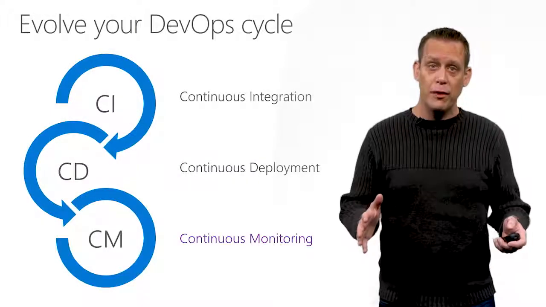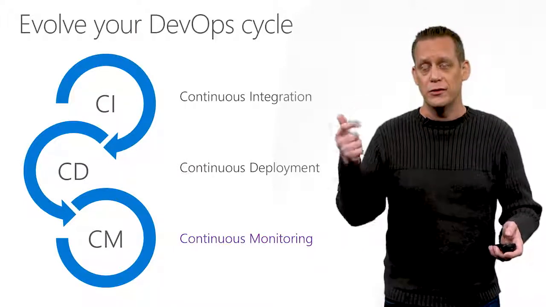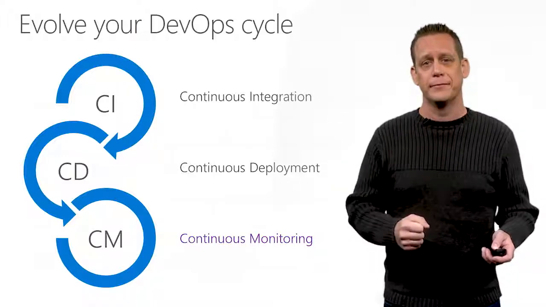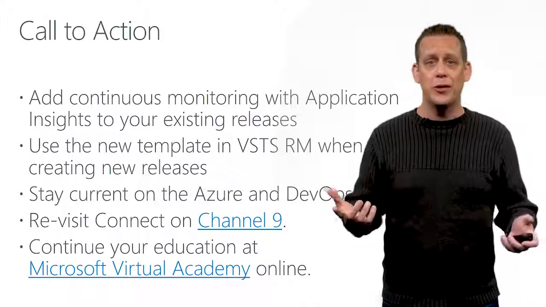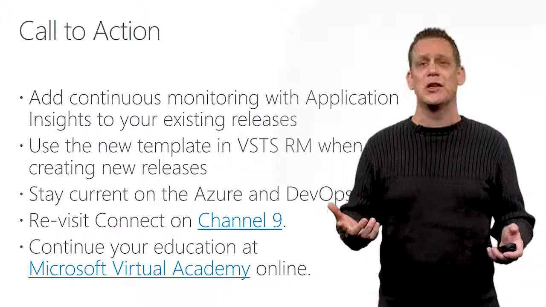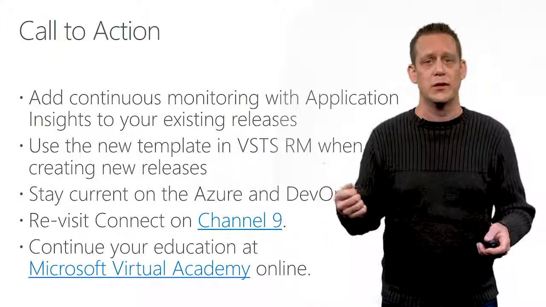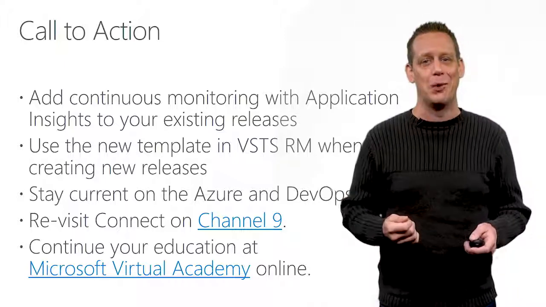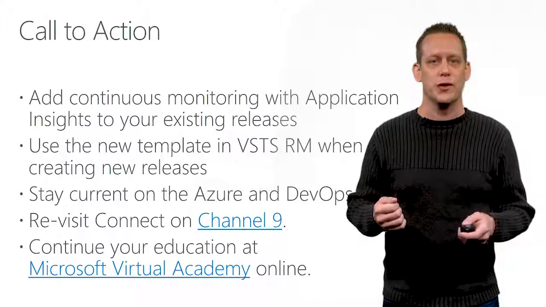So, when you're ready to evolve your DevOps cycle, remember to keep in mind continuous integration, continuous deployment, and continuous monitoring. What should you do next? Add continuous monitoring with Application Insights to your existing releases, and use the new template in VSTSRM when you're creating new releases. And also, very important, stay current on the Azure and DevOps blogs. That's where we'll make announcements as we continue to evolve and release new features in this area.